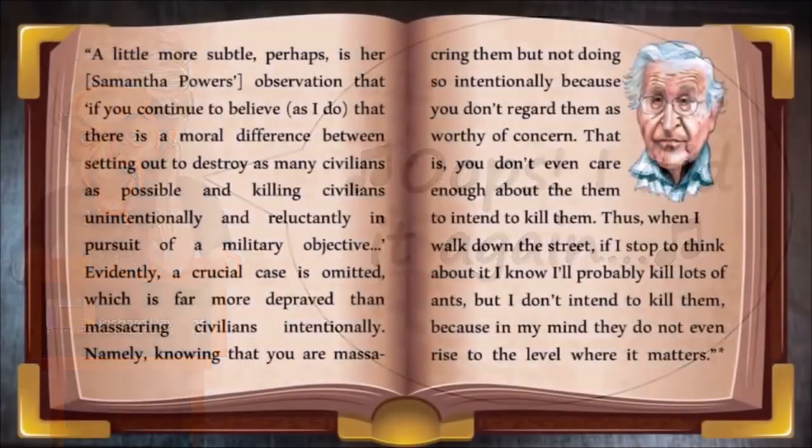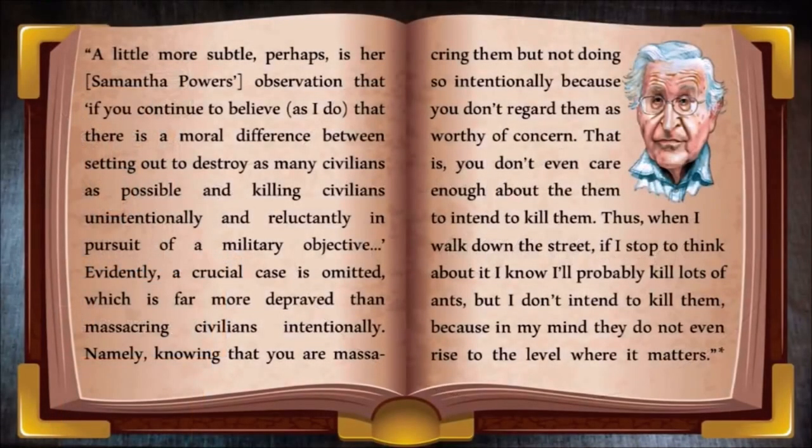As Noam Chomsky aptly points out in a response to a newspaper article, a little more subtle perhaps is Samantha Power's observation that if you continue to believe, as I do, that there is a moral difference between setting out to destroy as many civilians as possible and killing civilians unintentionally and reluctantly in pursuit of a military objective, evidently a crucial case is omitted, which is far more depraved than massacring civilians intentionally, namely, knowing that you are massacring them but not doing so intentionally because you don't regard them as worthy of concern. That is, you don't even care enough about them to intend to kill them.